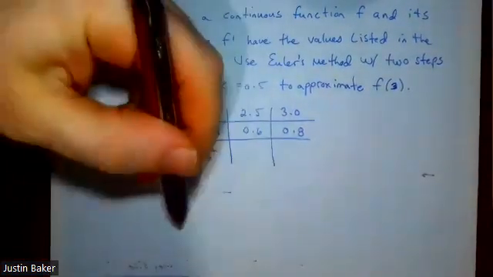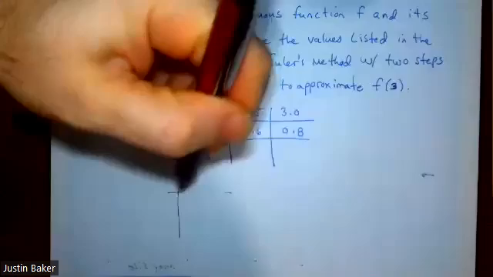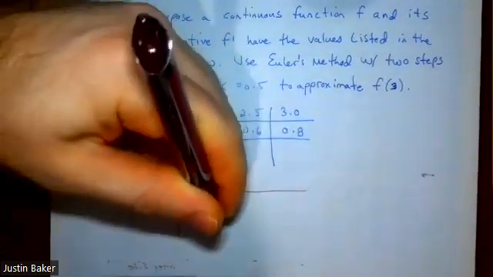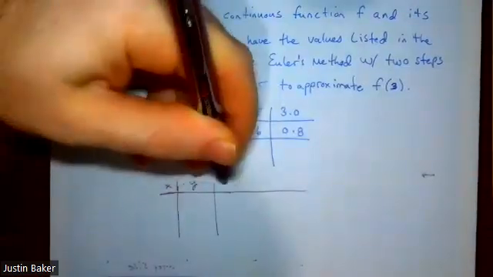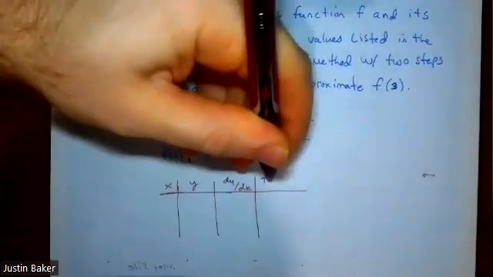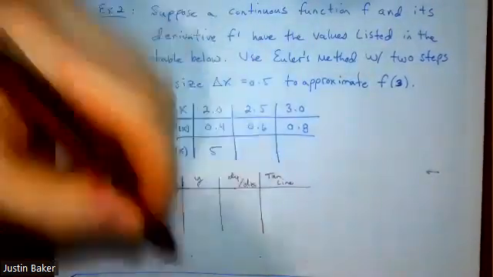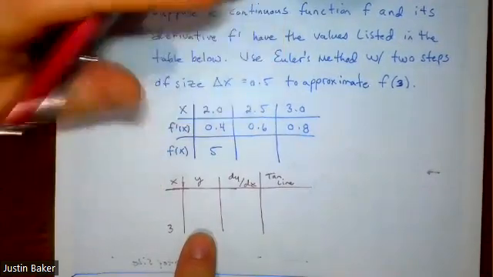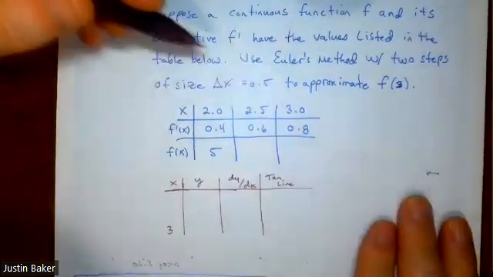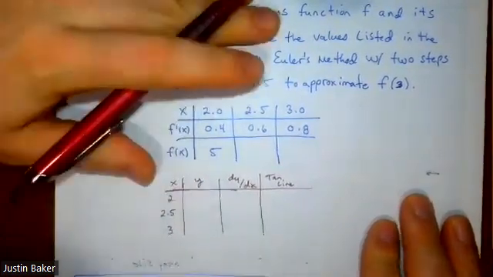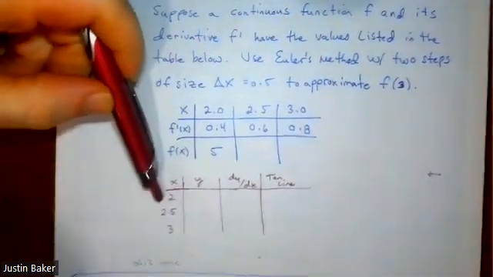So the first thing I would be doing, since I heard Euler's method, is making a table. My table should go x, y, dy dx, tan line. And it says that we're looking for f of 3. So 3 is the end game, whatever that answer is. And since we're using 2 steps with a step size of 0.5, I can work backwards and say that where I start is going to be at 2.